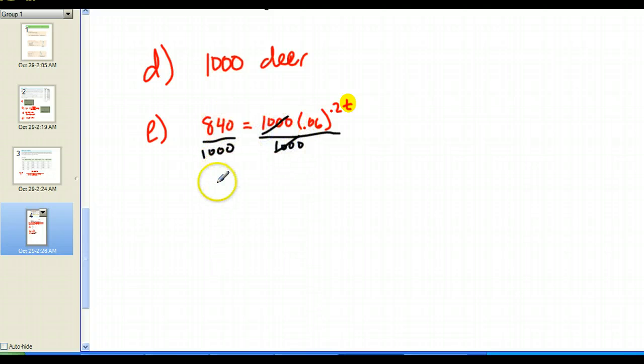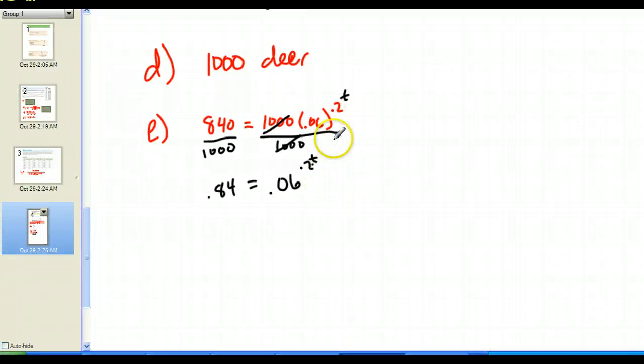Alright, so 840 divided by 1,000 is 0.84. And what are we left with? 0.06 to the 0.2t. Alright, now what are we going to do from here? Or, sorry, 0.2. Let me fix this. Sorry, I made a little error here. That's 0.2 to the t power, 0.2 to the t instead of times t.